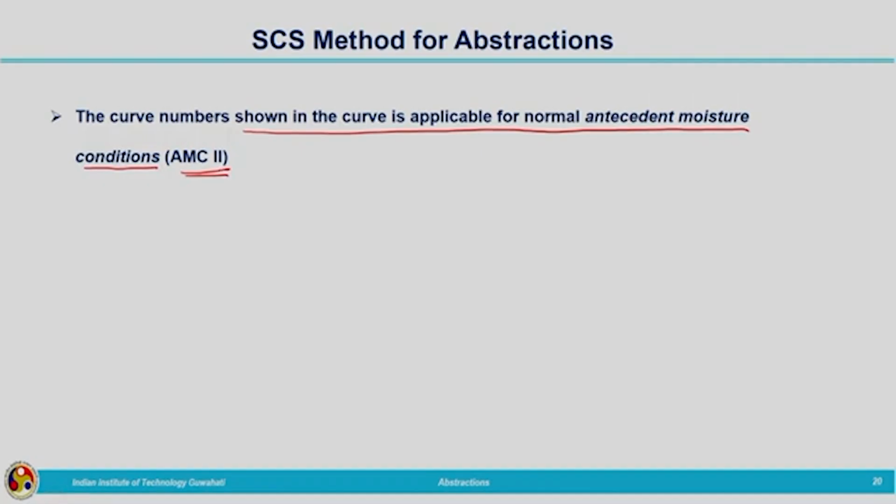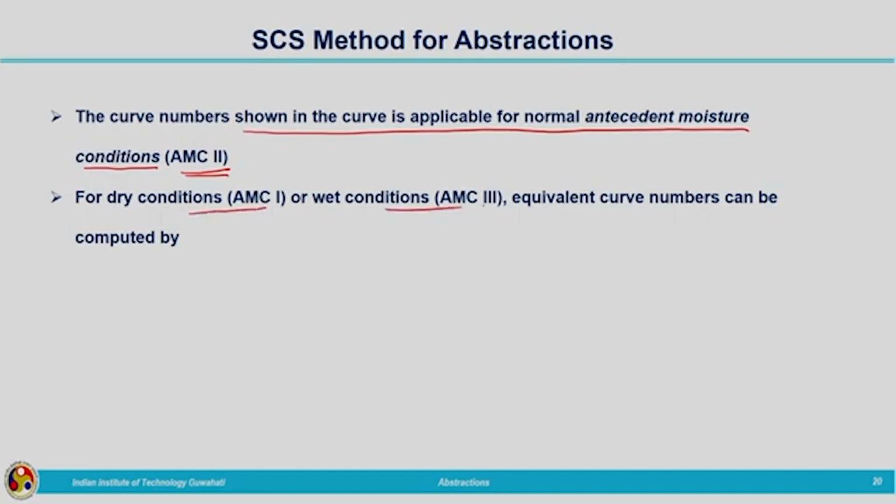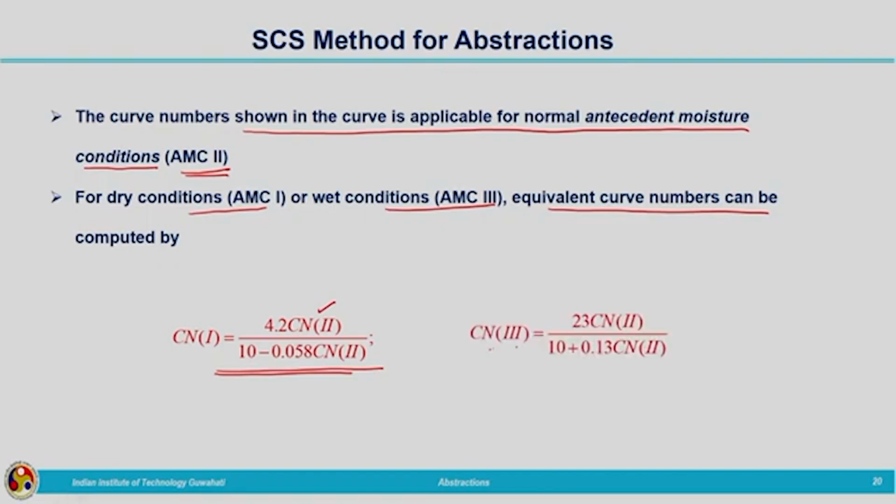And what we will do in the case of AMC1 and AMC3? AMC1 is for dry conditions and AMC3 is for wet conditions. So, we can derive equivalent curve numbers by making use of the curve number corresponding to AMC2. So, curve number corresponding to AMC1 can be calculated by using this particular equation, in which we are having the curve number corresponding to average condition. And CN3, that is curve number corresponding to AMC3, can be calculated by using this formula. So, once curve number is obtained, you can make use of the curves, or by making use of the formula corresponding to P, we can calculate the excess rainfall, which is equivalent to the direct runoff.